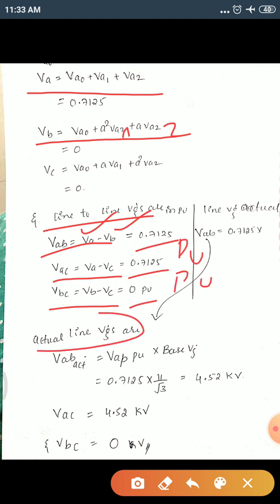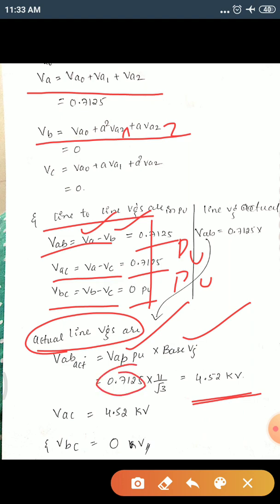Now we need to get in actual voltages. Since you know the per unit values, you take just base voltage of this. Base voltage is nothing but 11 divided by root 3. Base voltage of that machine is 11, so divided by root 3 we have to do, and then we get this answer. Okay, this is your per unit value, and into your base voltage value you get 4.52 kilovolts. Similarly, VAC as well as your VBC.